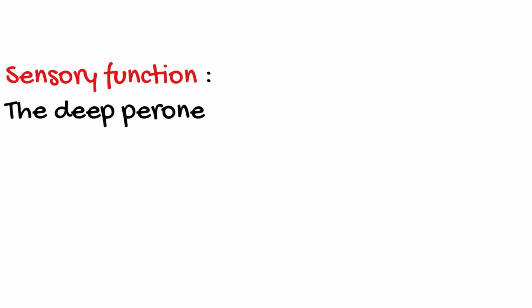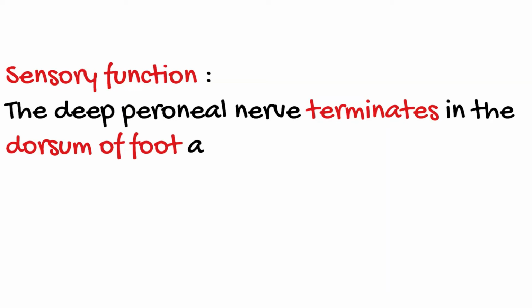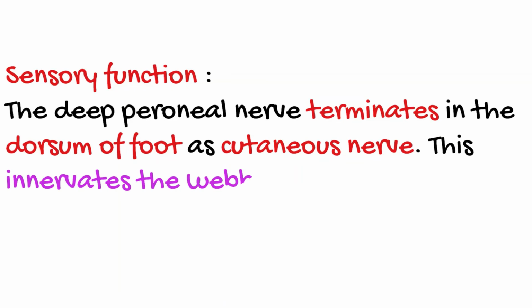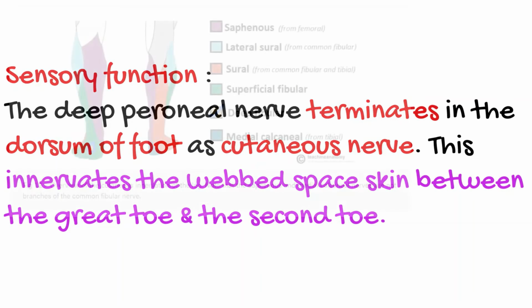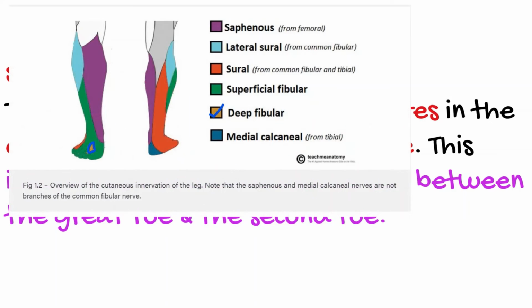Regarding sensory function, the deep peroneal nerve terminates in the dorsum of the foot as a cutaneous nerve. This innervates the web space skin between the great toe and the second toe. As illustrated.